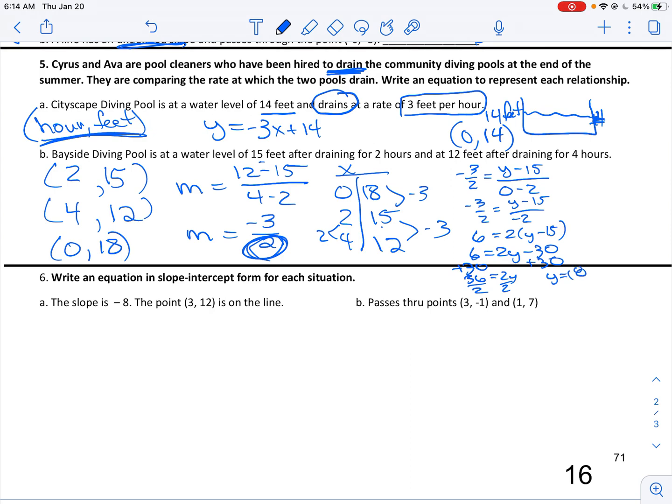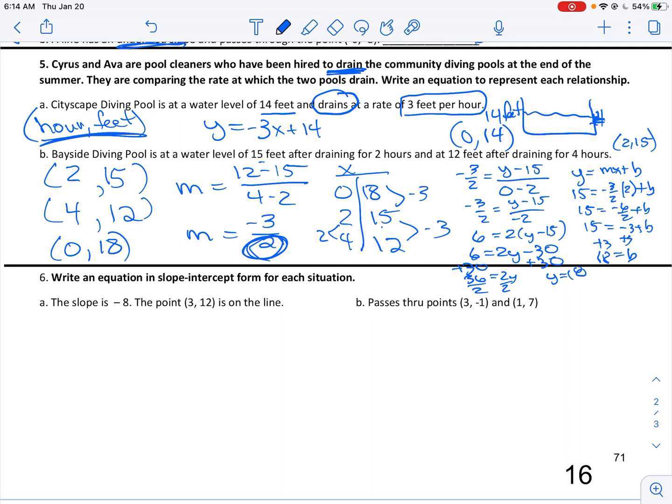Now this is a third way that you could do it. You could just plug it into this right here. Oops, I forgot the x. So I could pick the same point, 2, 15, and plug it in. So I plug in 15 for y. Slope is negative 3 over 2. My x value is 2 plus b. Okay, so if I do this, 15 equals negative 6 over 2. That would be 15 equals negative 3 plus b. Add my 3 to both sides, and I still get 18 is equal to b.